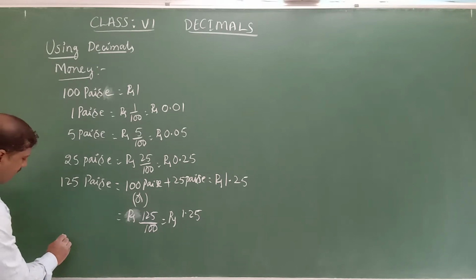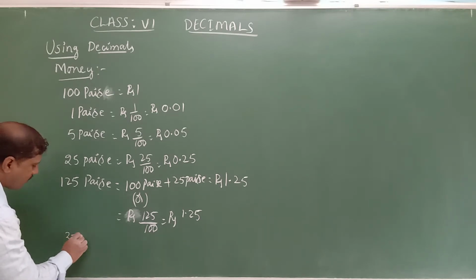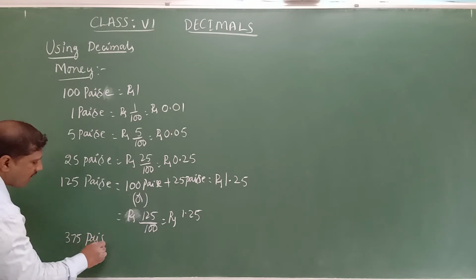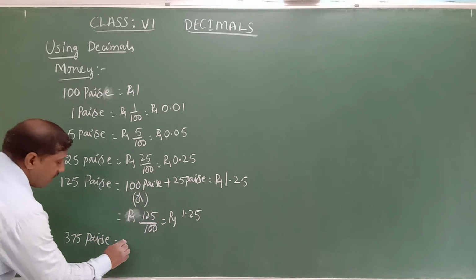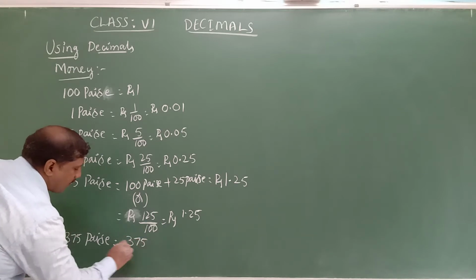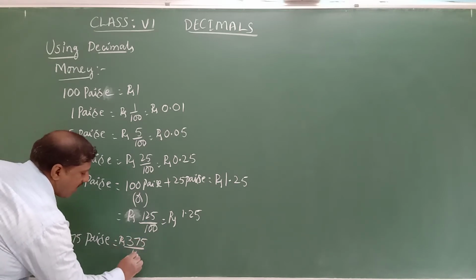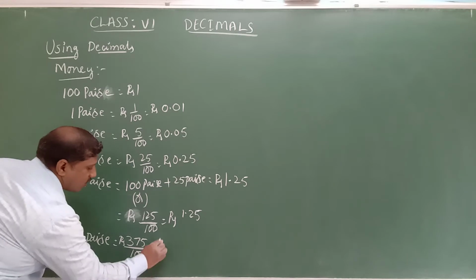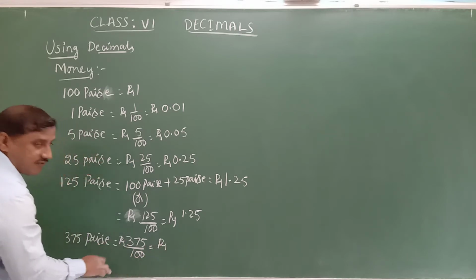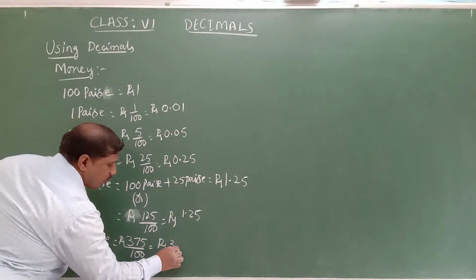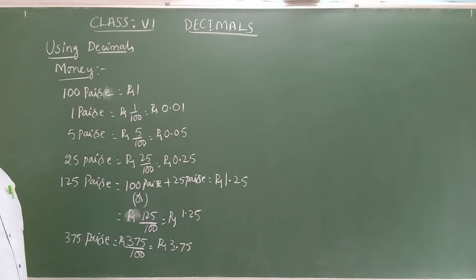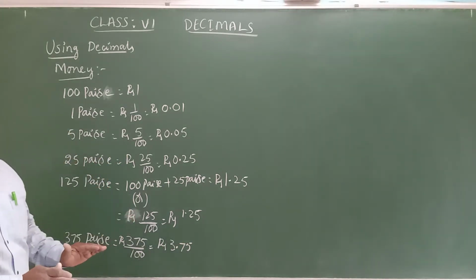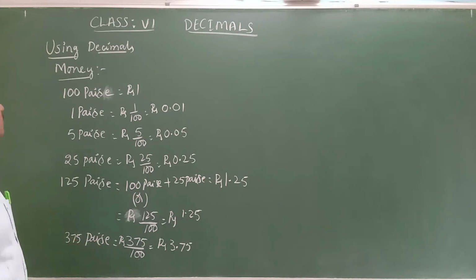Even if you want to take 375 paise in rupees, how can we write this? 375 paise is equal to rupees 375 by 100, that is equal to rupees, keep the decimal point after 2 digits, we will get rupees 3.75. So like this we will use it in converting paise into rupees.